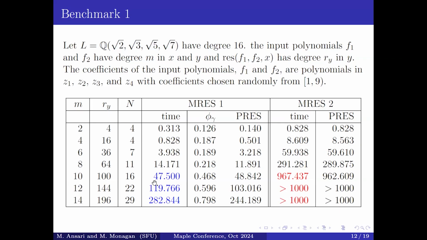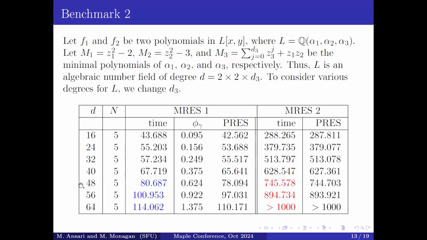As you can see, when the degree of the polynomials is getting bigger and bigger, if we use phi gamma in MRES, the time is by far faster than when we don't use it. In this benchmark, we changed the degree of polynomials, but here we have another benchmark in which we changed the degree of the algebraic number field. And again, as you can see, when we use phi gamma, the timing is by far faster than when we don't use phi gamma.